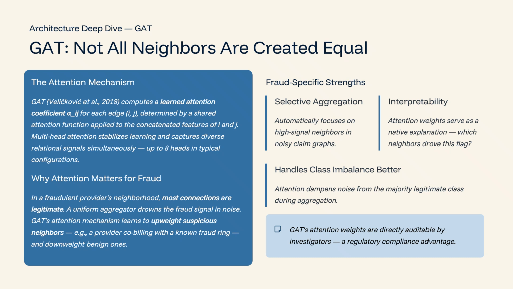Now the failure mode we need to know here is attention collapse in homogeneous rings. When every provider in a fraud ring has deliberately similar claim profiles, attention weights equalize. A sophisticated fraudster who understands how GAT works can engineer around it.